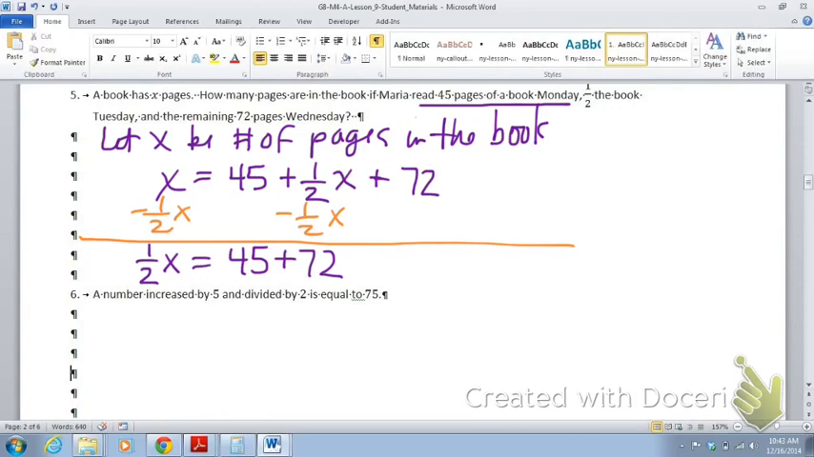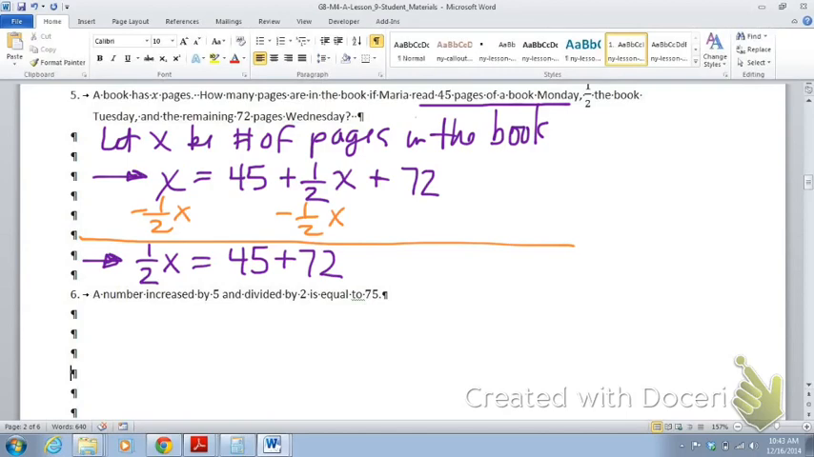This could have been a reasonable place to start, because I could have looked at this and said, well, half of the pages in the book were what she read on Monday and Wednesday, so that would be 45 plus 72. So it's reasonable to start here, but it would have also been reasonable to start at this next stage here.